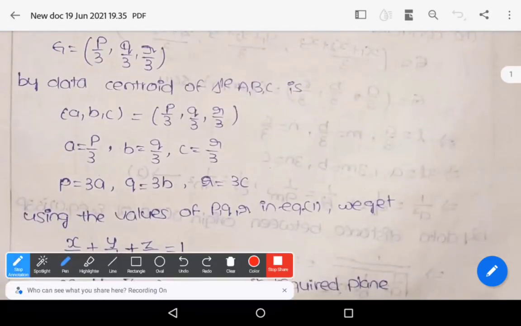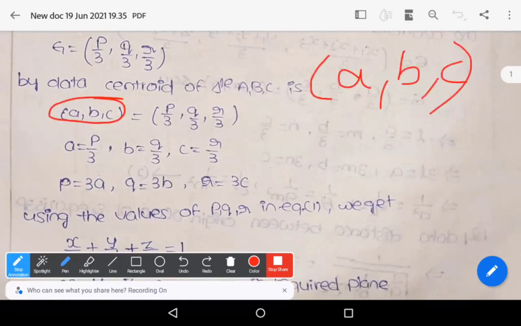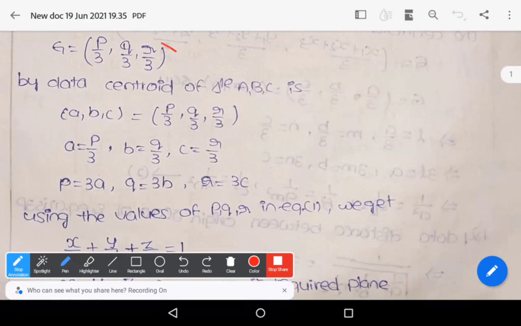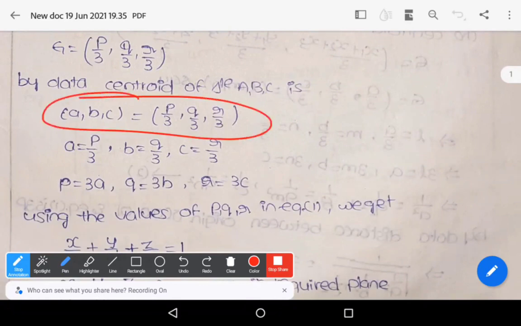But you observe that in the problem, the centroid of triangle ABC is given as (a, b, c). We know that the centroid is unique; there is only one centroid for a triangle. Here we have two expressions, one is (p/3, q/3, r/3) and the other is (a, b, c) by the given data. Therefore they coincide, so (a, b, c) = (p/3, q/3, r/3).